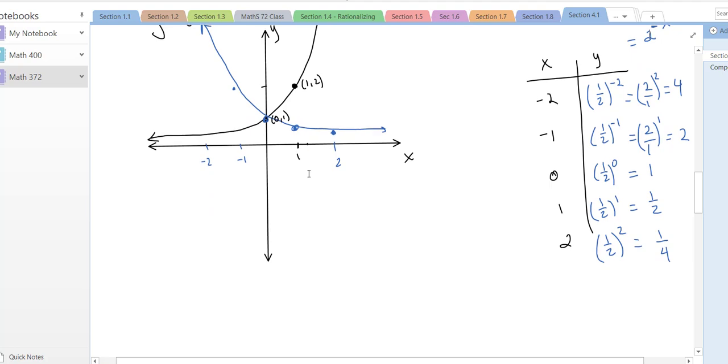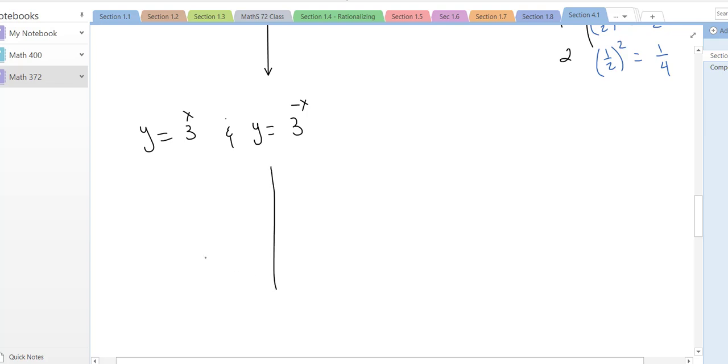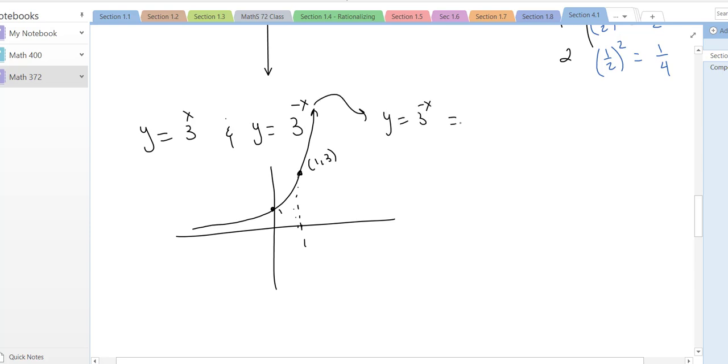Similarly, if I wanted to graph, for example, y equals 3 to the x and y equals 3 to the -x, they will look very similar. 3 to the x will be the exponential growth function. And we still cross at 1. The difference is that when x is 1, this is going to be 3. So this will be the point 1, 3. For y equals 3 to the -x, that's essentially saying 3 to the -1 to the x, which is 1/3 to the x.